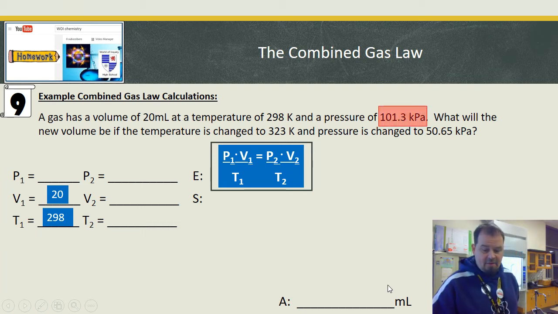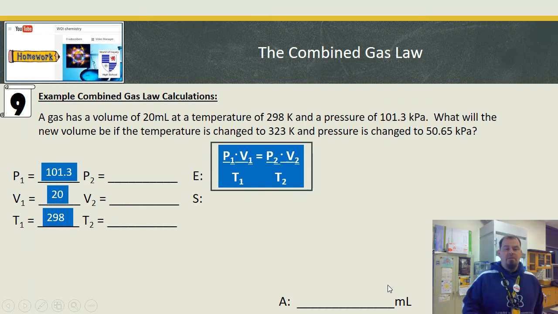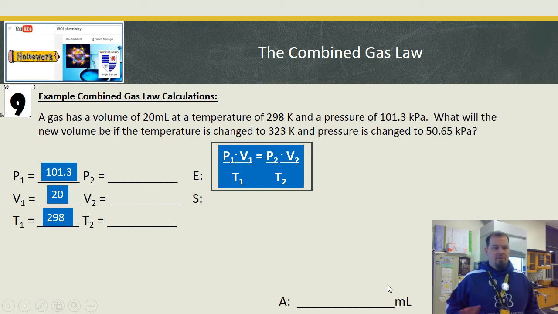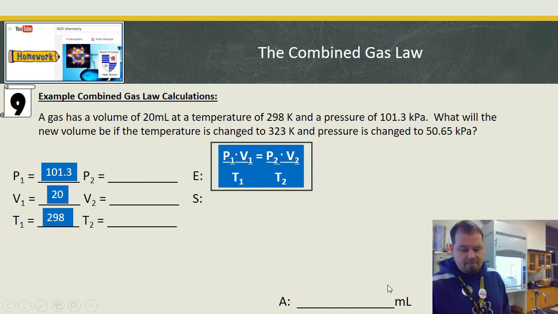So if I had to convert that one would be easy. But I don't need to convert. They're both in kilopascals. We're good. We're both in Kelvin. We're good. No real big temperature or unit conversions. This isn't meant to trip you up like that.